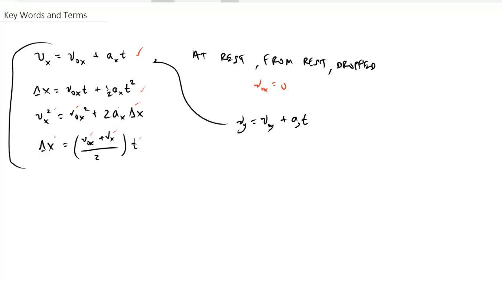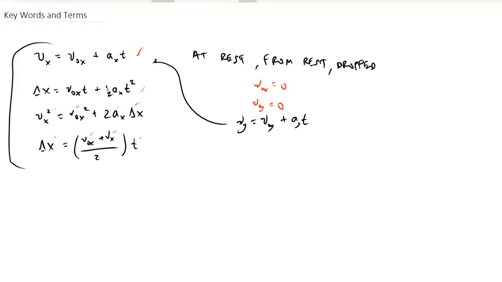So if something starts at rest or starts from rest or it's dropped, we could say here v naught x is equal to 0 or v naught y is equal to 0. The starting velocity is equal to 0 if we see these terms.